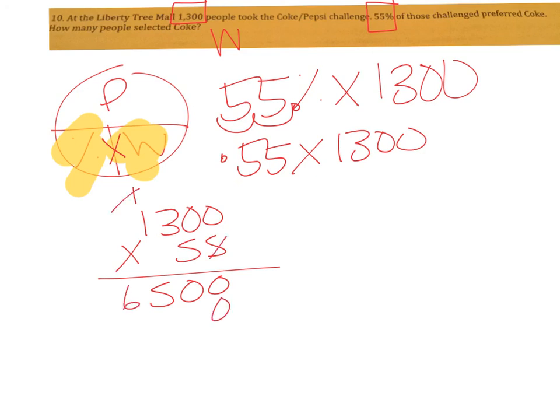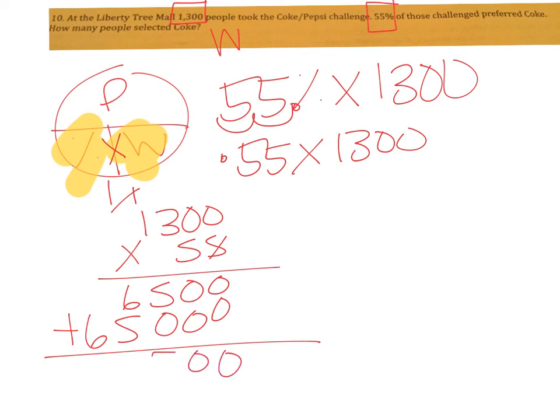I'm going to put a placeholder. 5 times 0 is 0, 5 times 0 is 0, 5 times 3 is 15, and 5 times 1 is 5, plus 1 is 6. So let's add it up. We get 0, 0, 5, 11, and 7. But remember, we have to count the numbers behind the decimal. We have 2 here and 0 in the next number. So altogether, there should be 2 behind my decimal in my answer. So 715 people.